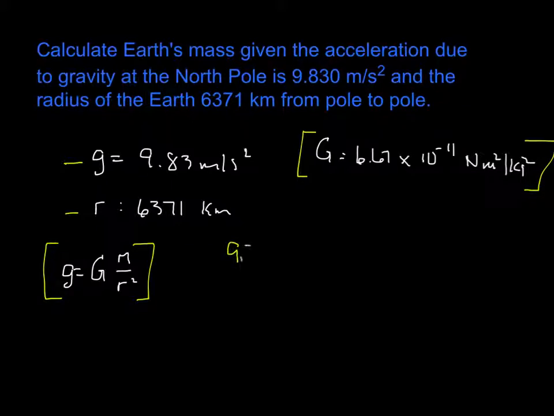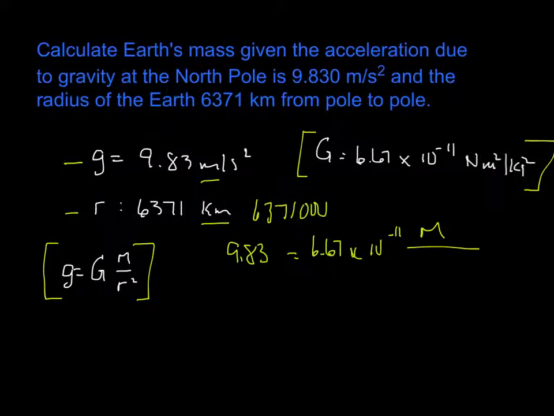9.83 is equal to 6.67 times 10 to the negative 11th. I am looking for the mass, so I don't know that, but I know the radius is 6,371 kilometers. But remember, this is in kilometers, so I have to convert it to meters, so I should get 6,371 and then 3 zeros. I typed an extra digit there, hang on just a second. So I should get 6,371,000 meters.